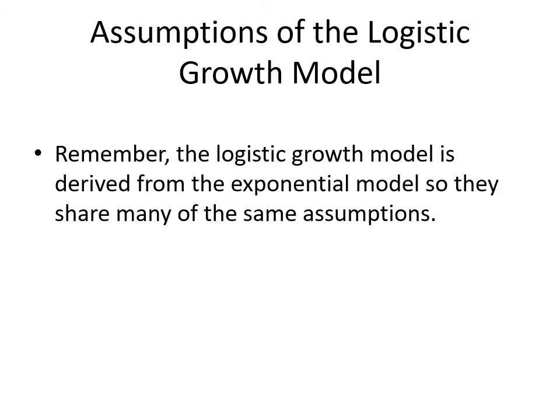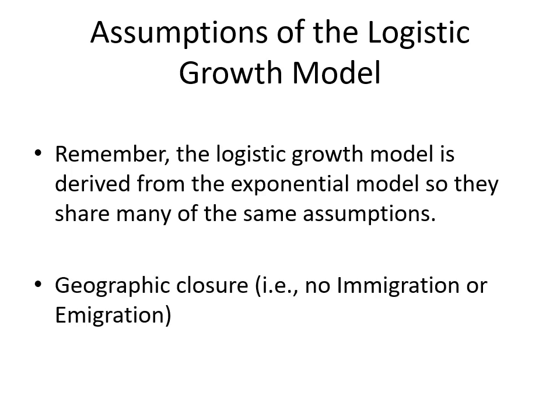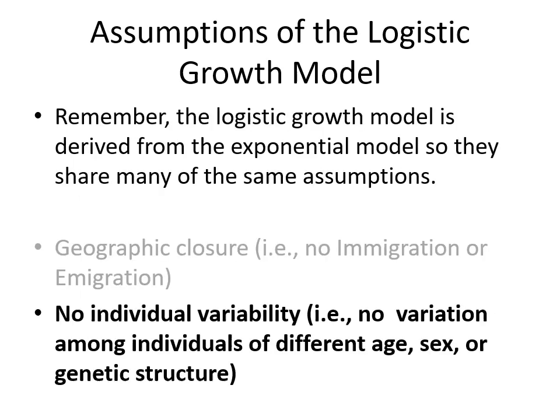The logistic growth model is derived from the exponential growth model. So they share many of the same assumptions. For one, geographic closure, no immigration or emigration. We're just talking about births and deaths of individuals in the population. We also assume no individual variability. In other words, no variation among individuals of different age, sex, genetic structure, and so on. Everybody in the population is exactly the same.